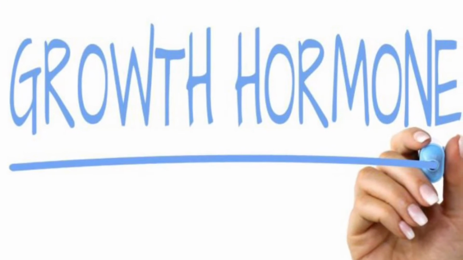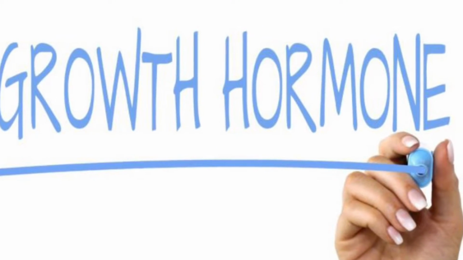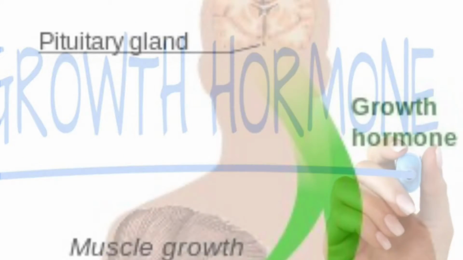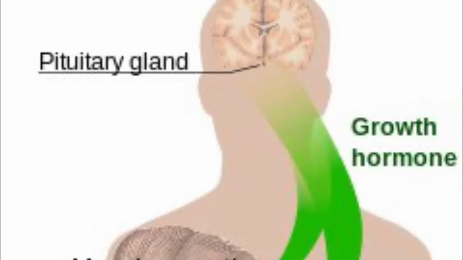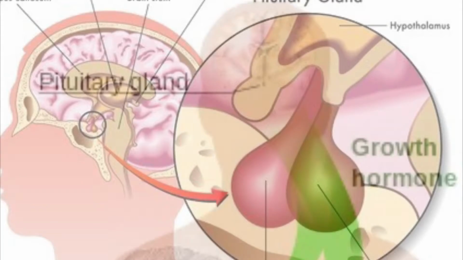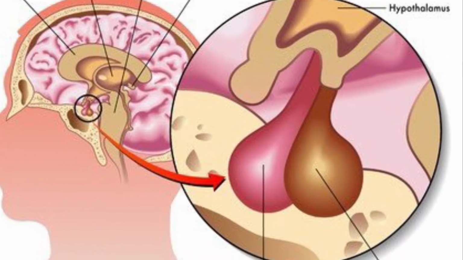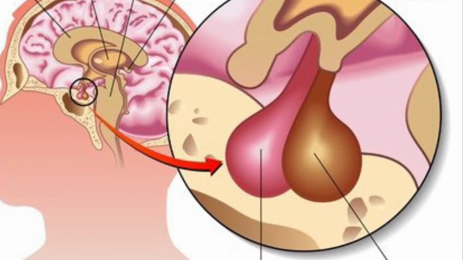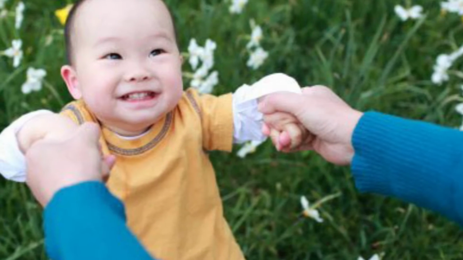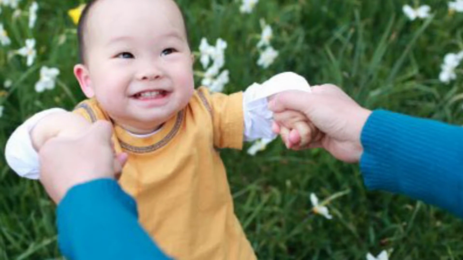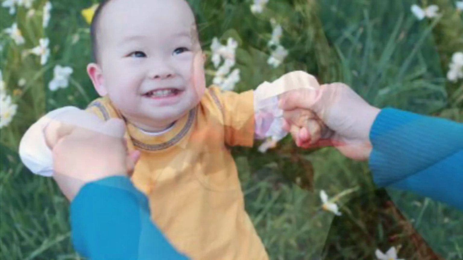The growth hormone, which is also called somatotropin or human growth hormone, is produced by the anterior lobe of the pituitary gland in the brain. The pituitary gland is a small pea-sized gland that plays a huge role in regulating vital body functions and our well-being. It stimulates the growth of all tissues of the body, including bone.